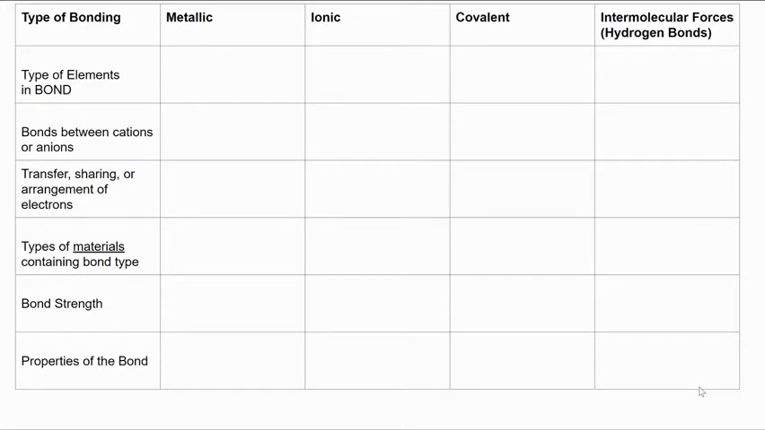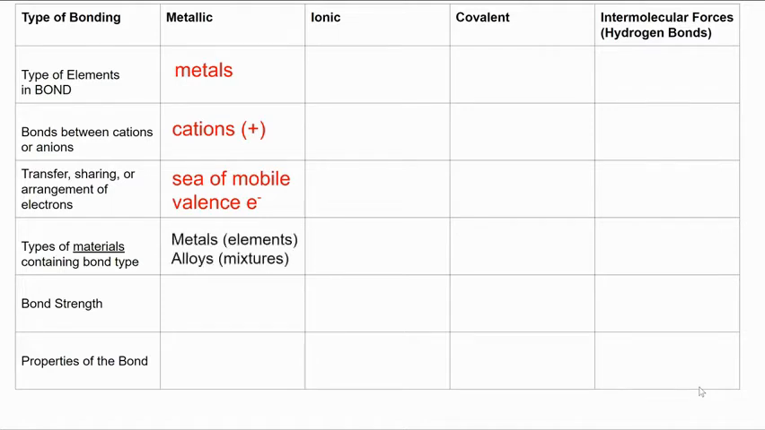When we're talking about types of bonding, the type of element in a metallic bond would be only metals. That means it would be only cations, or the elements on the periodic table that give away their electrons. It would be a sea of mobile valence electrons in terms of the arrangement of electrons within the bond. And so this would be pure metals, elements, or alloys, mixtures of multiple metals. The bond strength is relatively strong, and that means that metals are good conductors, workable, and corrode easily.